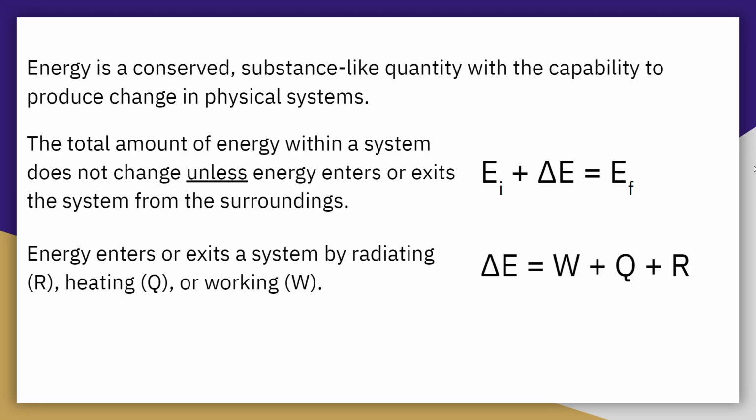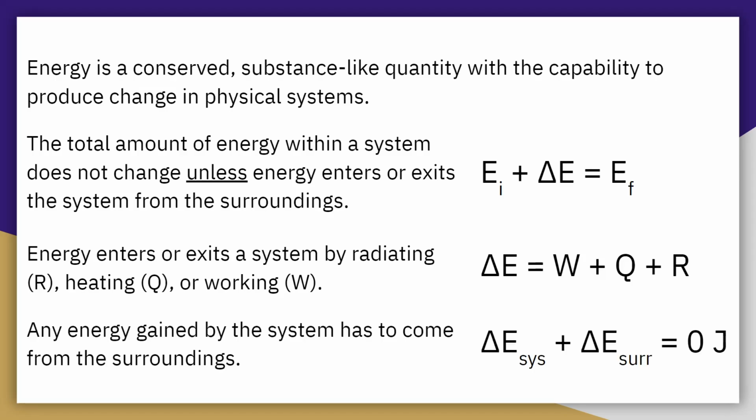Energy enters or exits a system by radiating, represented with a capital R, heating, represented with a capital Q, or working, represented with a capital W. In a physics class, the mechanism by which energy enters or exits a system will most often be the mechanism of working.